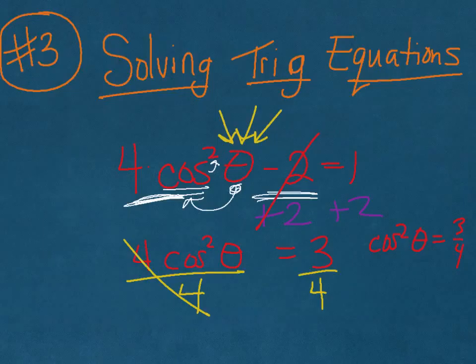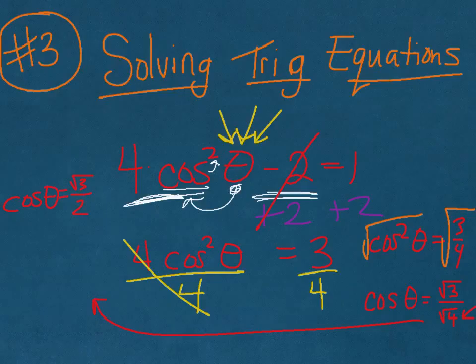Now we undo a square. We're good with this, square root. You're like, holy moly, you're going through this so fast. I know. We're going to practice this a whole bunch more. Square root of 3 over the square root of 4, which is really just cosine of theta is square root of 3 over 2, right? Square root of 4 is just 2.